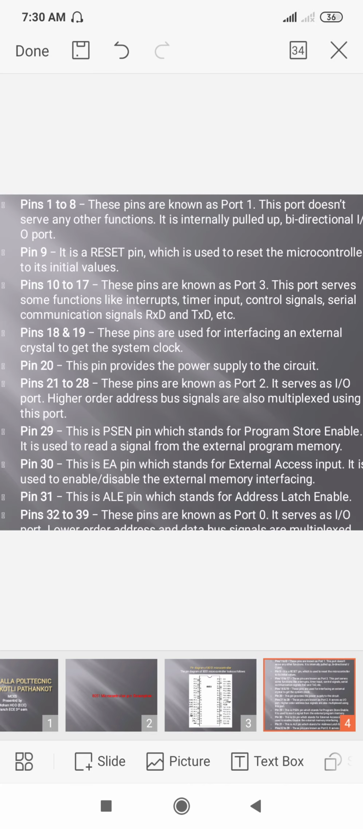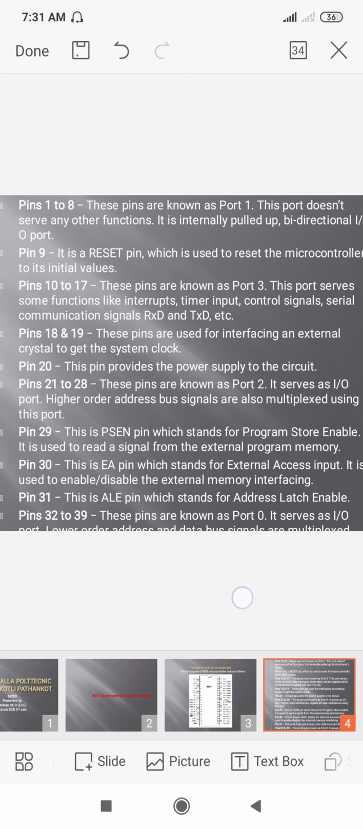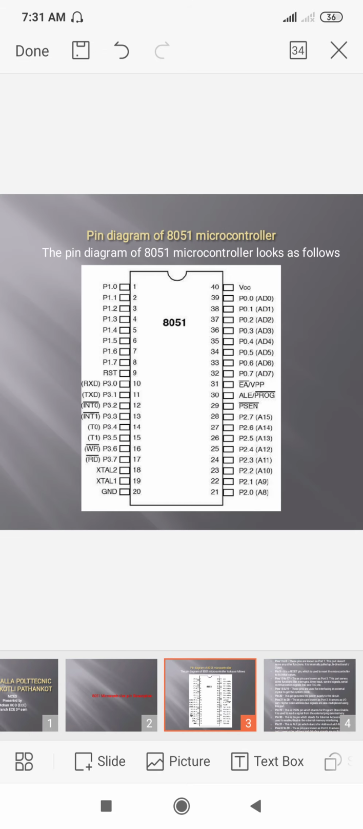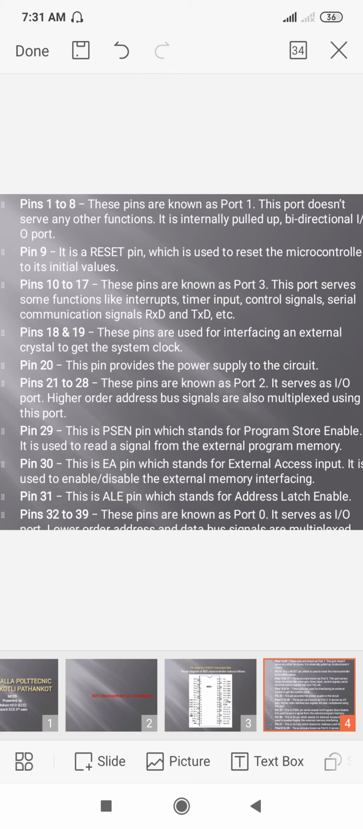Next is pin 30. This is the EA pin, which stands for external access input. It is used to enable or disable the external memory interfacing. Next is pin 31. This is the ALE pin, which stands for address latch enable. This pin is used to latch the address in the microcontroller.